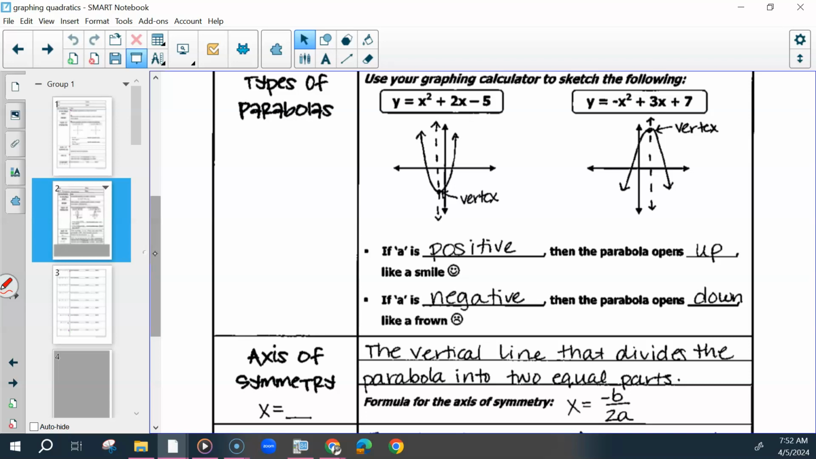So we've learned what it's called, what the shape looks like. Then there are other characteristics that we're going to be learning about. One is called the axis of symmetry. That's that dashed line that you drew. You won't actually see that, but it basically splits the parabola in half. The actual definition, the vertical line that divides the parabola into two equal parts.